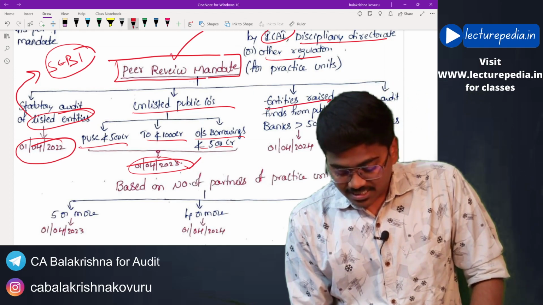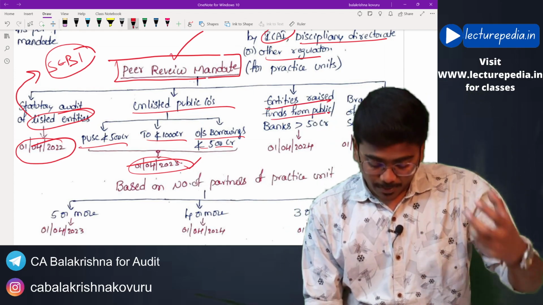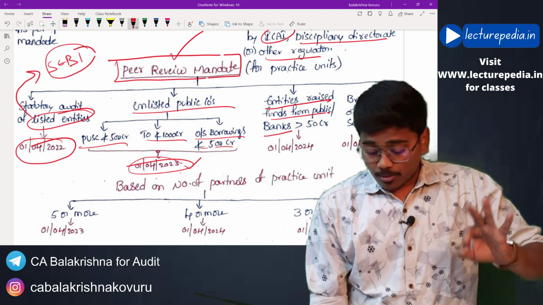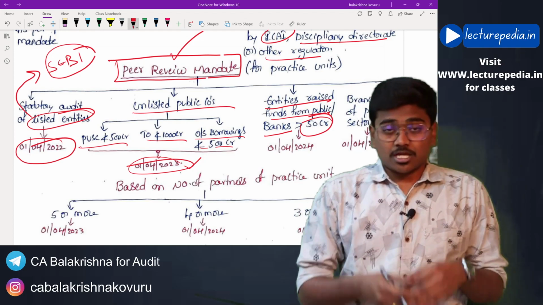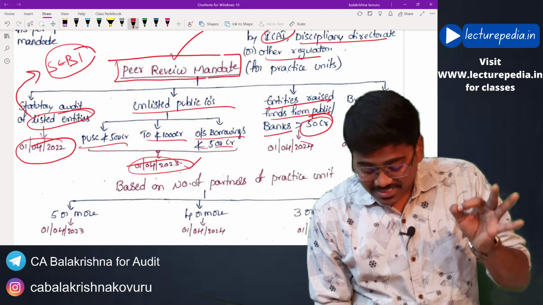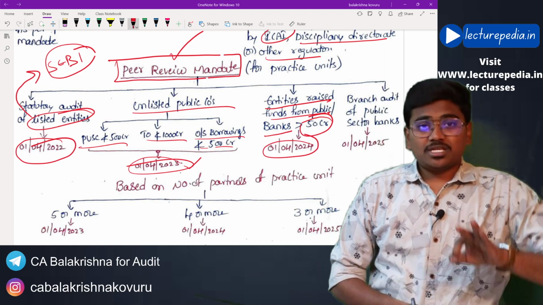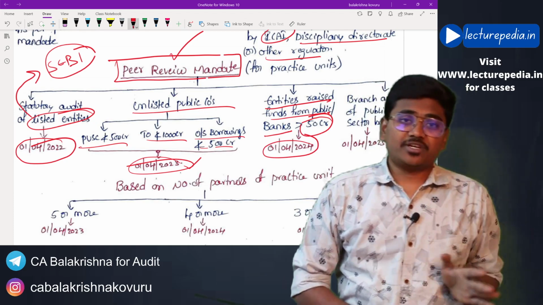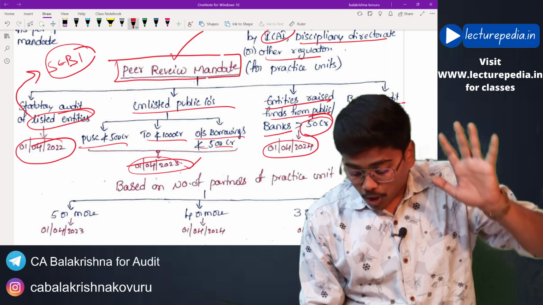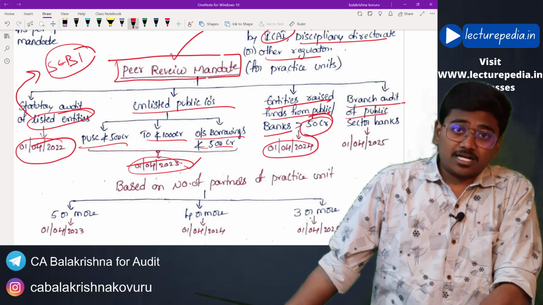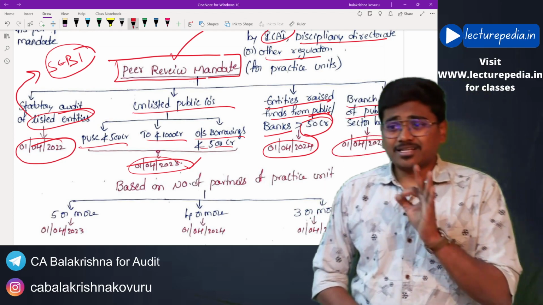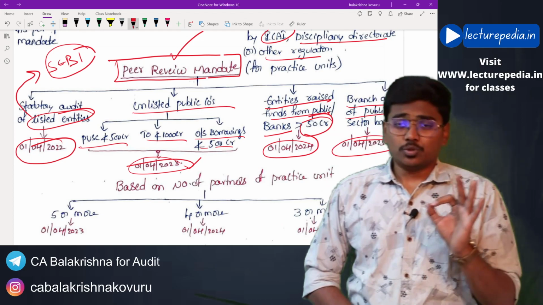Next, entities who have raised funds from the public or banks or any financial institutions of an amount more than 50 crores. If you want to take up audit of any of these entities, then from 1st April 2024 you should mandatorily have a peer review certificate. Only then can you accept. And finally, if you want to conduct a branch audit of a bank, then from 1st April 2025 you should mandatorily have a peer review certificate.